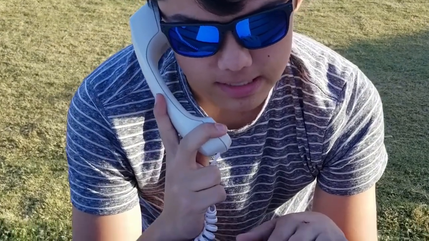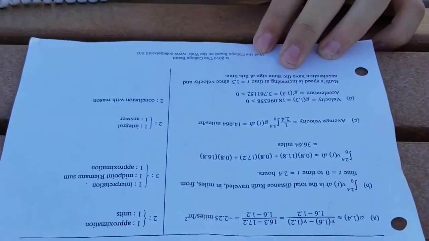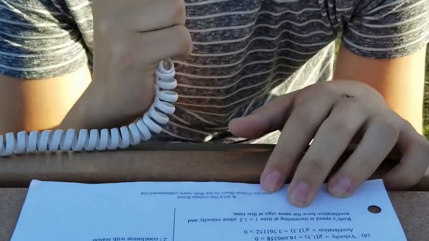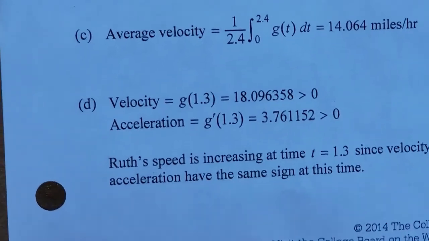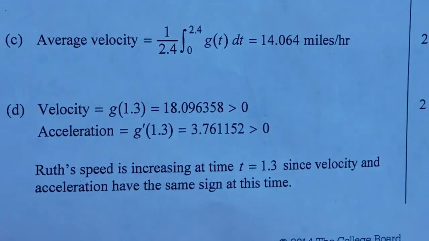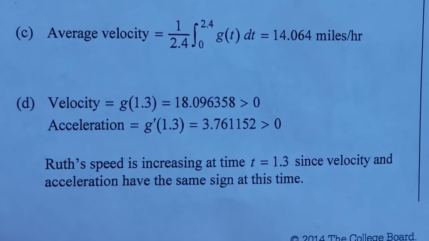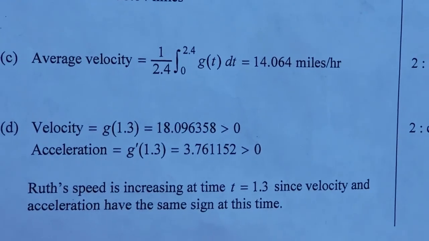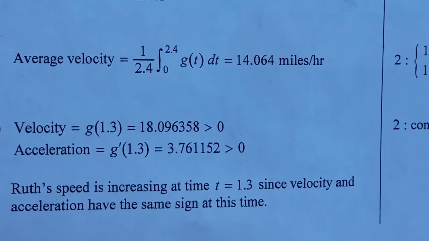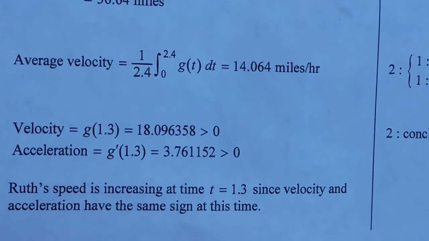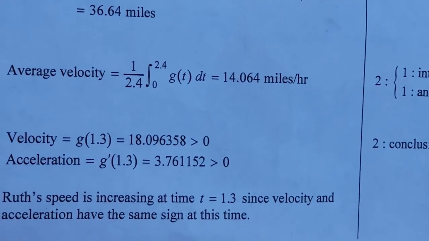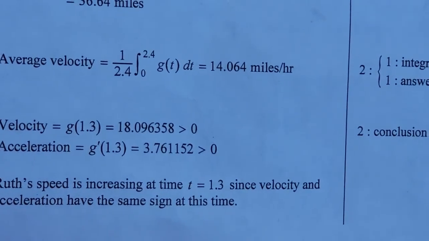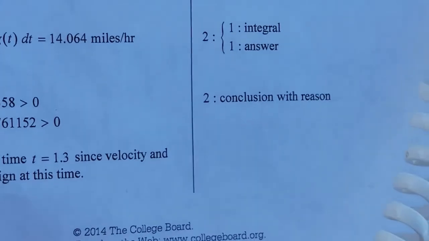Okay, so for part D, in order to see if Ruth's speed is increasing or decreasing at time equals 1.3 seconds, first you're going to want to plug 1.3 into the function of g. When you plug in time 1.3 into the function of g, you're going to want to see if your answer is greater than 0. Then take the derivative of the function of g, and do the same thing, plugging in 1.3 seconds. If both of your answers have the same sign and are above 0, then you could say that Ruth's speed is increasing at time equals 1.3 seconds, since velocity and acceleration have the same sign at this time.